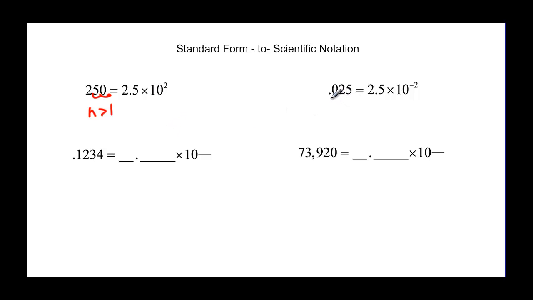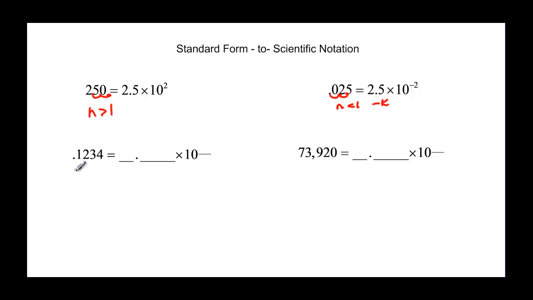Over here in this example, you can see our decimal here. And if I move my decimal 1 place, it's going to be still a number that's smaller than 1. It would be 0.25. If I move it 1 more place, now I have 2.5, which is between 1 and 10. So I write my 2.5 times 10, and then this number was less than 1, so that means that we have a negative k. And that means we moved it 2 places, so it's going to be a negative 2.